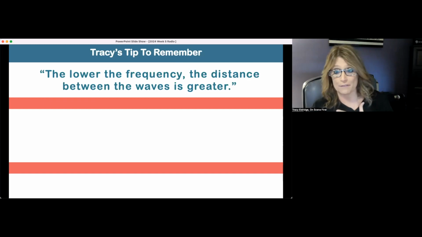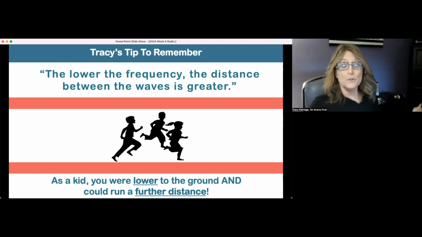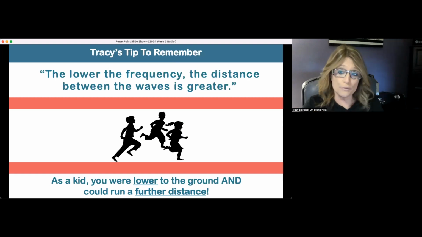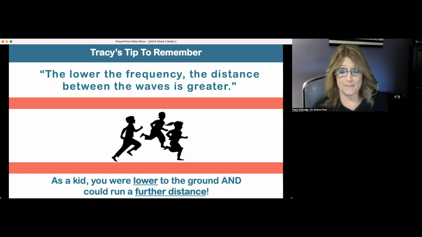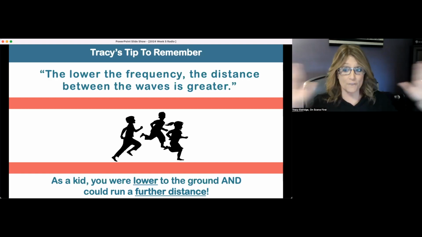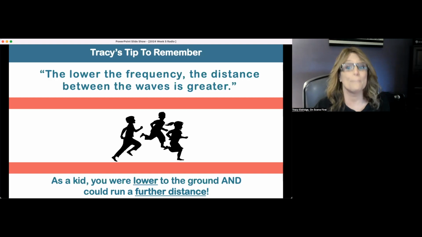So this is how I remembered it for my exam. Remember when you were a kid, you were lower to the ground and you could run further. So the lower the frequency, the further the distance between the waves. So if it's described in the exam question, you'll know what I mean. If they describe what the radio wave looks like, then you'll understand. The lower the frequency, the further the distance between the bands, the further you could run when you were a little kid, when you were lower to the ground. I know sometimes they won't make sense to you, but to me they do. And so I will share that with anyone.